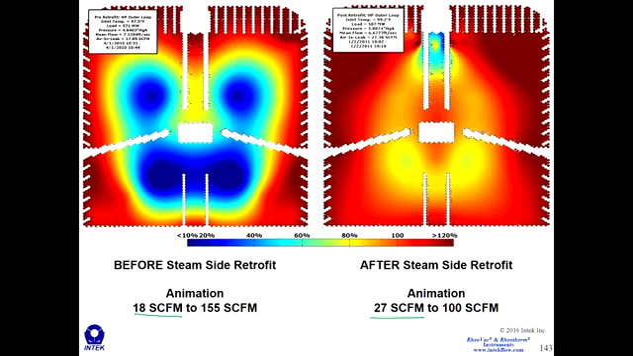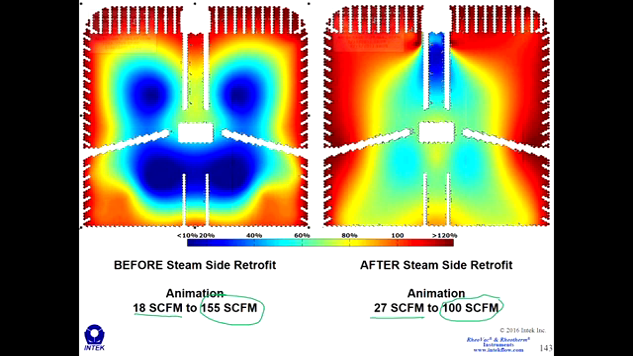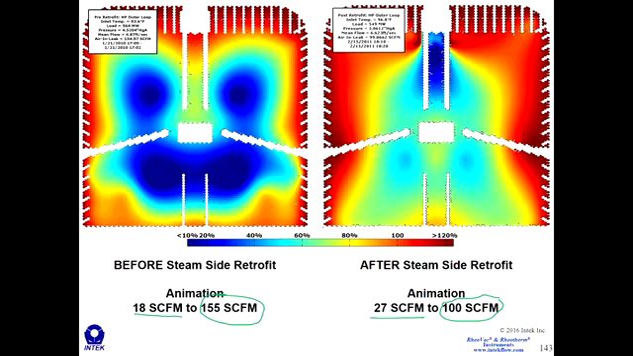What I wanted to show is an animation showing what these performance profiles look like when we purposely introduced air in-leakage to the bundle before the retrofit and after the retrofit. So I'm going to animate these slides as we increase air in-leakage. I'm going to take this left bundle up to 155 SCFM. I'm going to take the right bundle up to 100 SCFM, and we'll see what we get. So here goes the animation. And remember, these are all measurements. These are not models, but these are actual performance profiles created from the actual temperature measurements on the tube sheets.